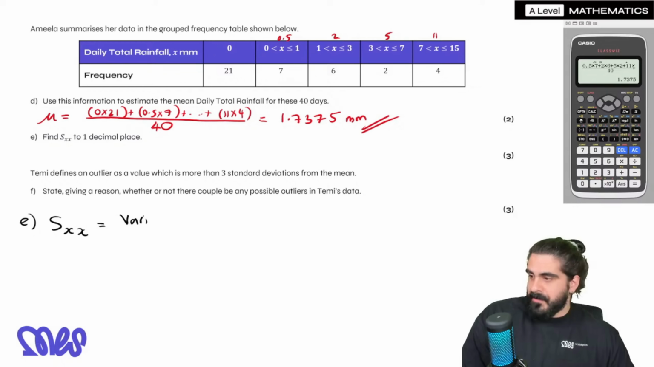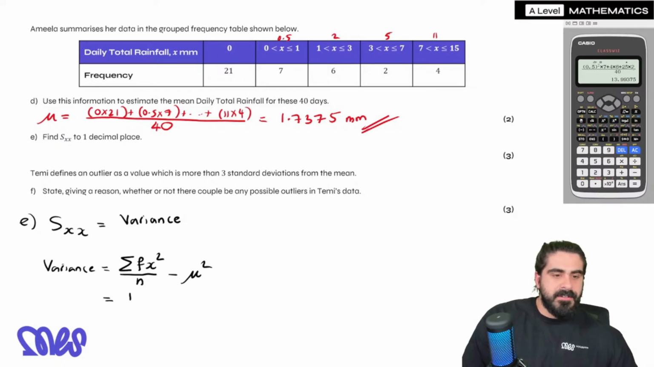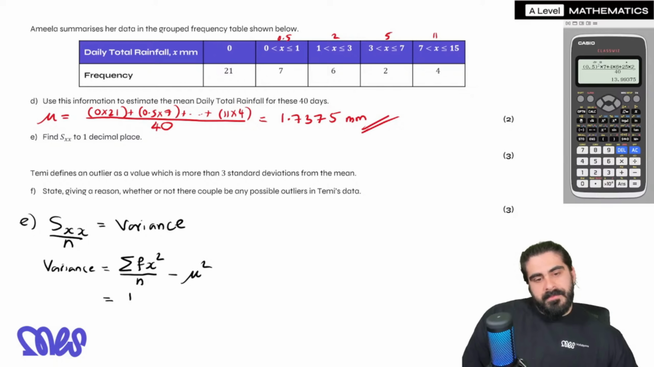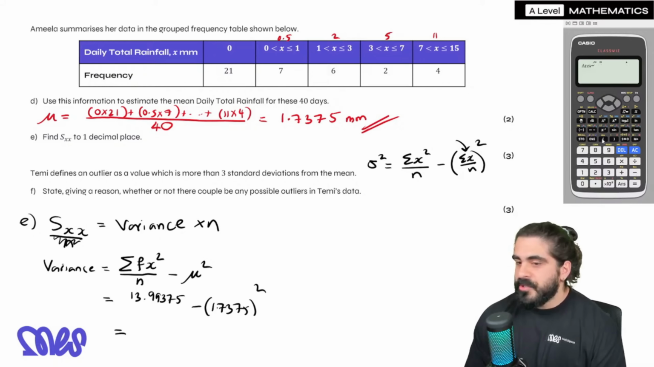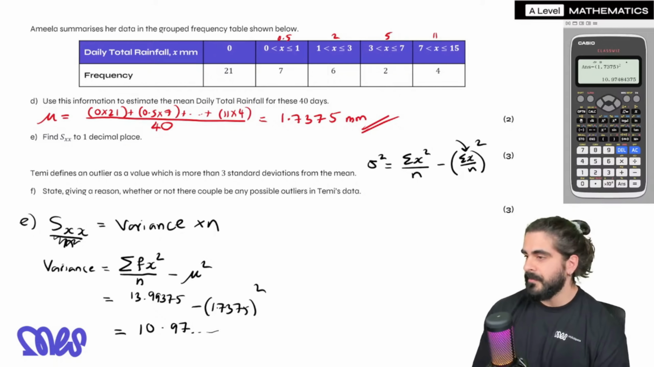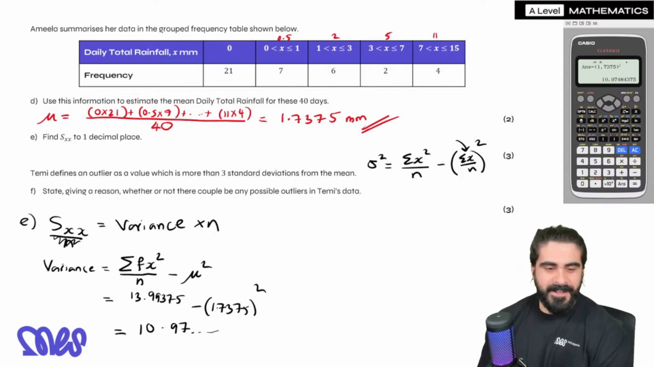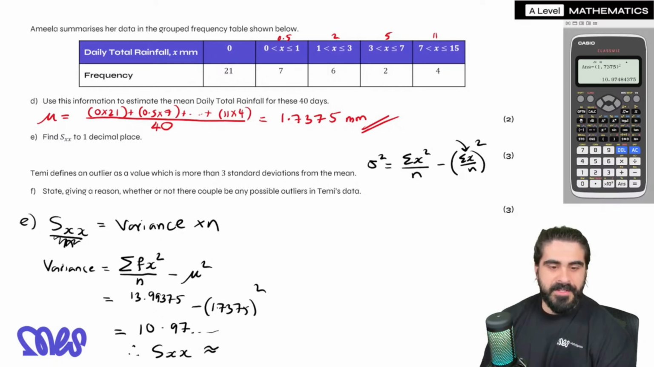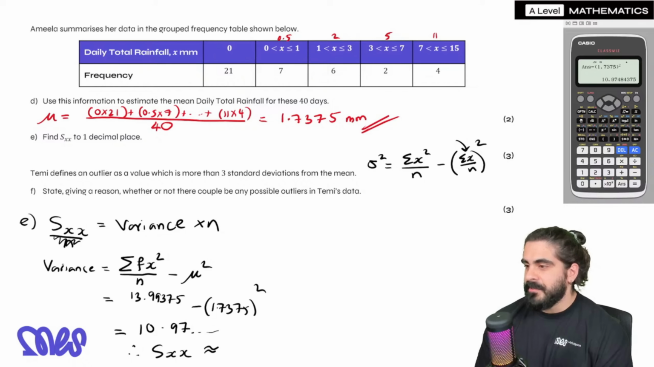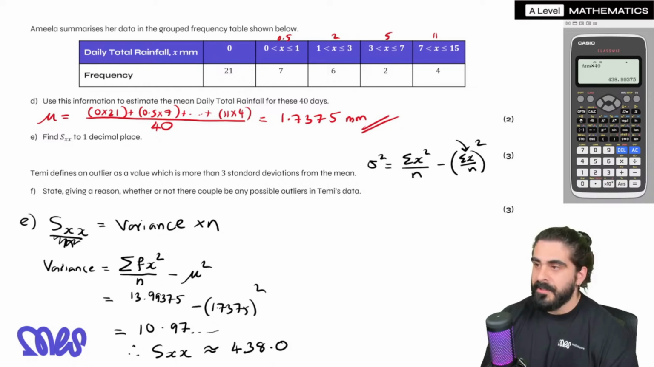You have to do the variance something. SXX over n is variance. So then we're going to do the variance times by n. We're just doing that minus 1.7375 squared. There we go. Okay, so therefore SXX, I'm going to round this, so let's times this by 40. Yeah, we're timesing that by n. 438.0, isn't it? Oh, 439.